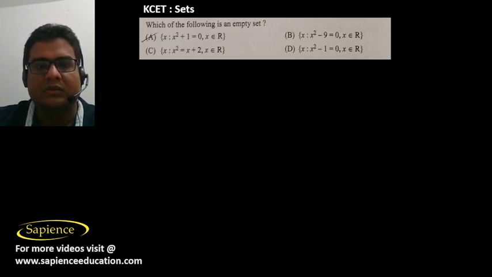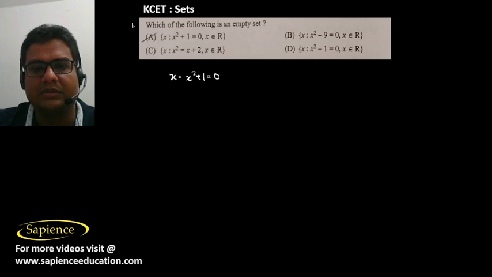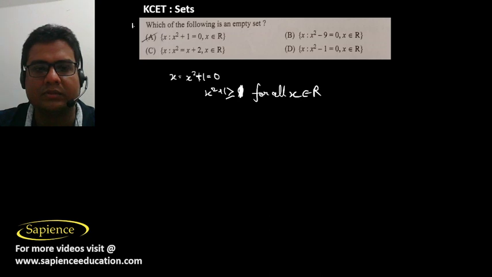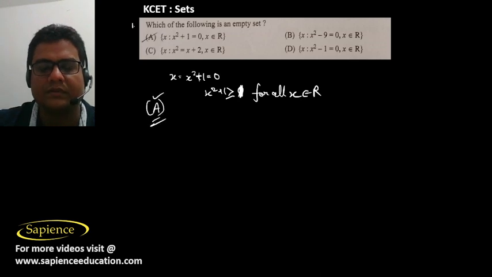So in the first question it is told, which of the following is an empty set? x equals x square plus 1 equal to 0, where x belongs to real numbers. So x square plus 1 will always be greater than or equal to 1 for all x belongs to R. So it cannot be equal to 0. So option A is the correct answer.